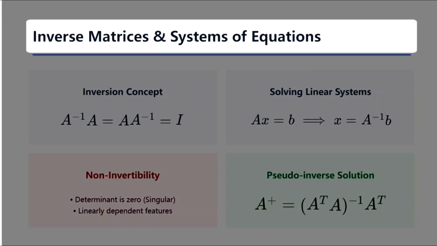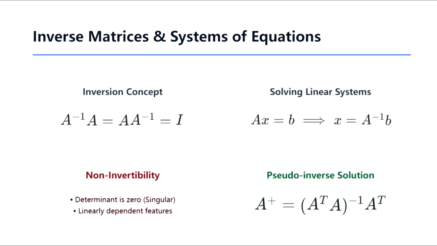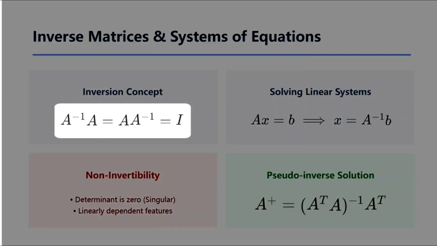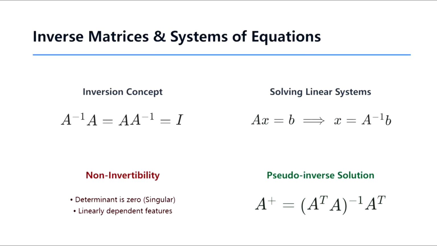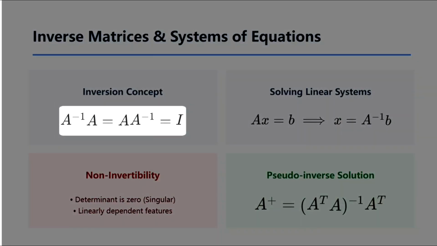Building on the identity matrix we just covered, let's explore how to undo transformations. In linear algebra, this is the core of solving systems of equations, which is essentially what we do when we train a model to find weights. The concept of an inverse, A inverse, is defined by this relationship. When you multiply a matrix by its inverse, you return to the identity matrix. Think of it as the reciprocal of a number, but for grids of data.